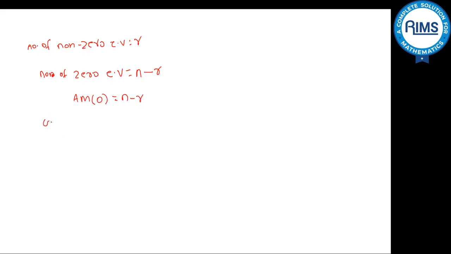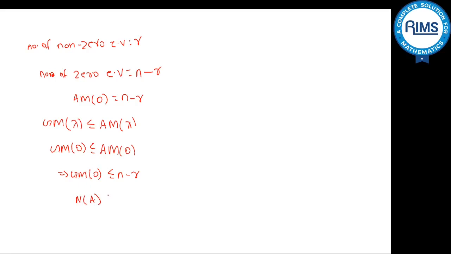And we know that the geometric multiplicity of an eigenvalue is always less than or equal to the algebraic multiplicity of that eigenvalue, right? So the geometric multiplicity of 0 is less than or equal to the algebraic multiplicity of 0. And what is the algebraic multiplicity of 0? It is n minus r. That implies the geometric multiplicity of 0 is less than or equal to n minus r. And what is the geometric multiplicity of 0? It is nothing but the nullity of that matrix. That is, nullity of A is always less than or equal to n minus r.